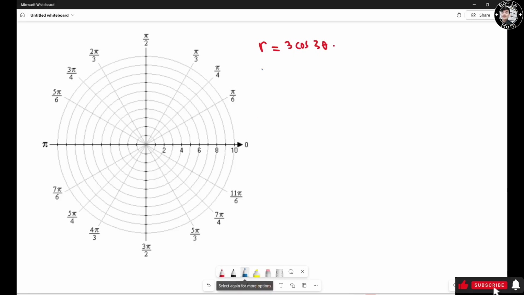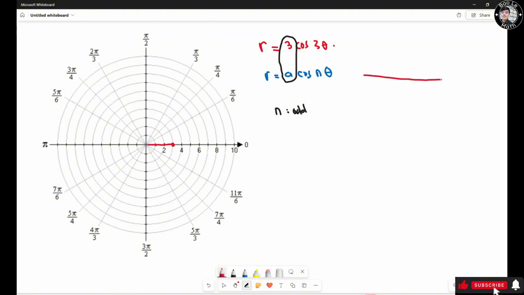And remember, you have the formula r equals a cosine n theta. If it is cosine, the petals are symmetric about the x-axis. Now a equals 3. This is the length of the petal. So you have one circle right here, two circles, and three circles right here. The length of the petal is 3.